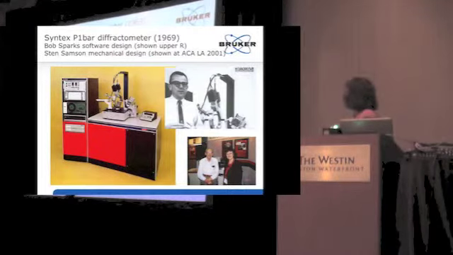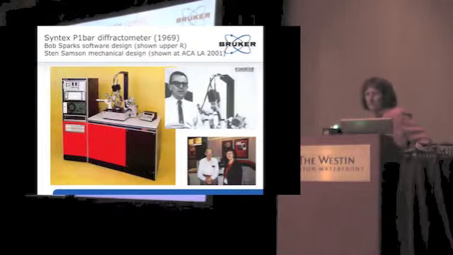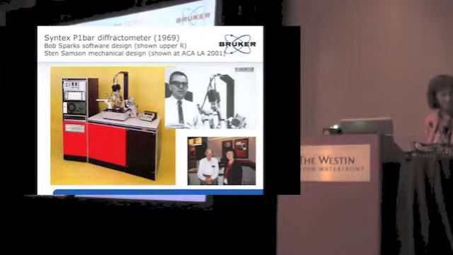Here was a wonderful early ad of Bob Sparks with the slant encoder, first generation of P1 bars. You would hardly recognize Bob without his beard. And Sten Sampson from Southern California was absolutely fundamental in the mechanical design of the P1 bar. And here was a neat photo of Sten most recently at the Los Angeles ACA meeting.